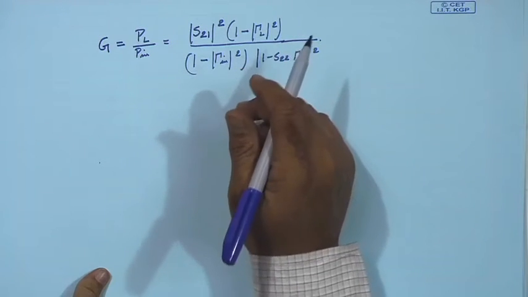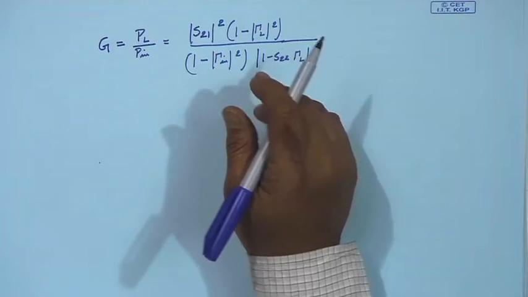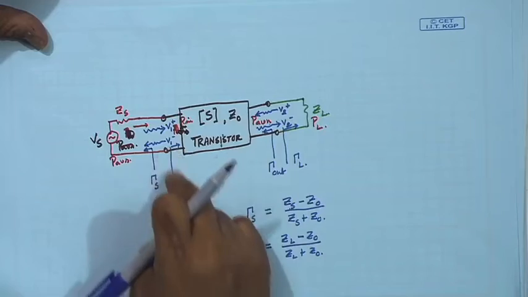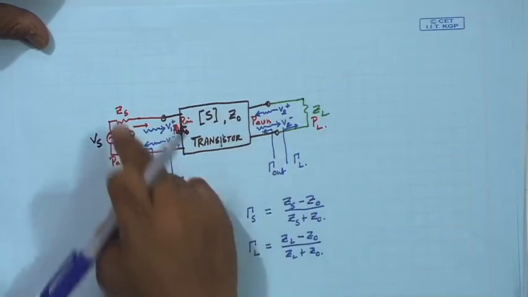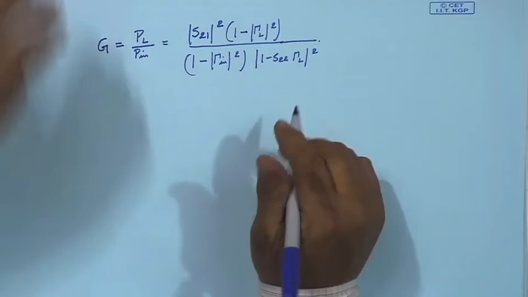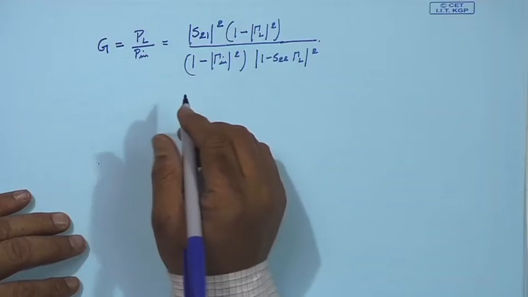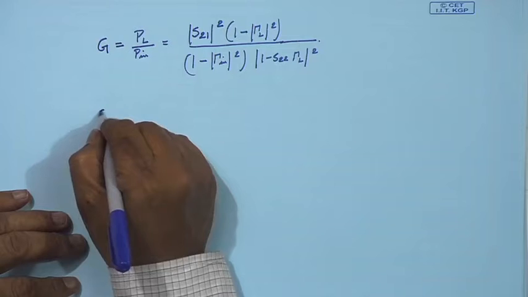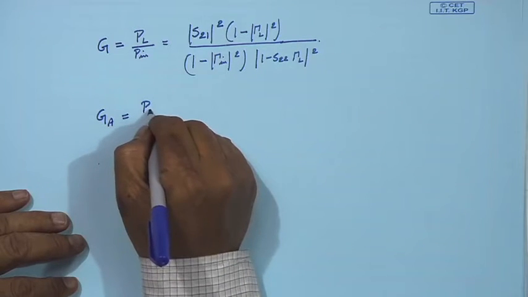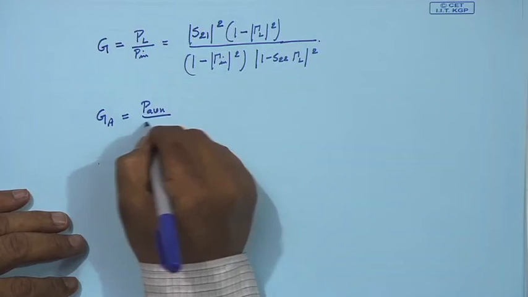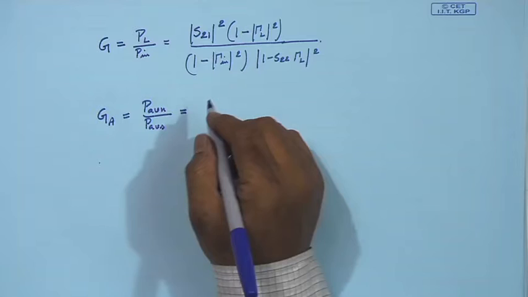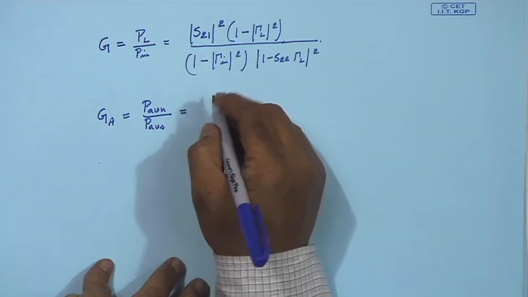Also from the network, if we look just after ZS, this gamma in will also be independent of ZS. That is why in the expression also we get this. Similarly, we can find out the available power gain, which we know is P AVN by P AVS. So it will be independent of ZL or gamma L.